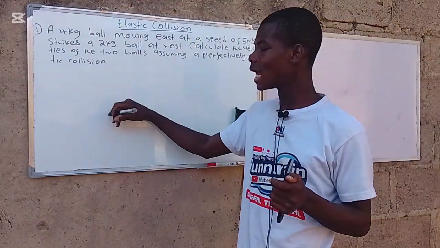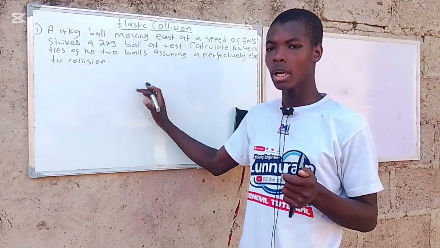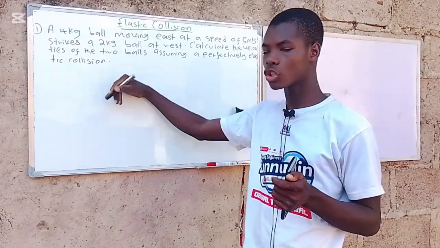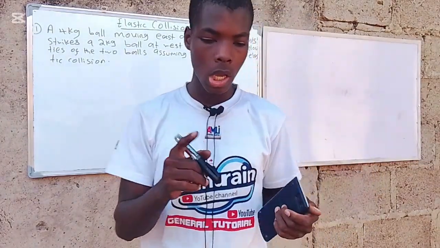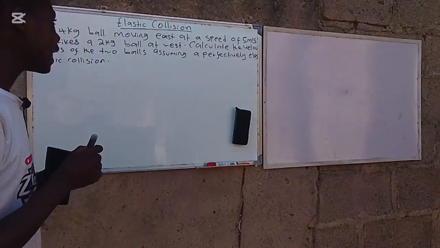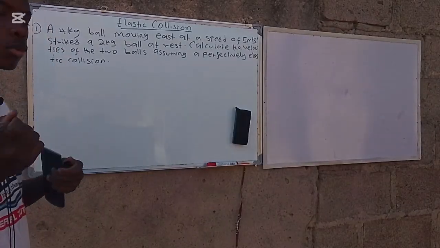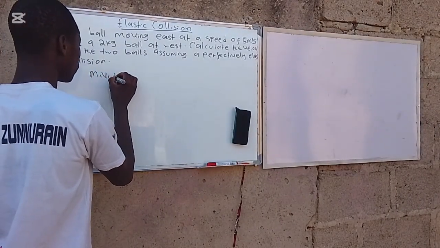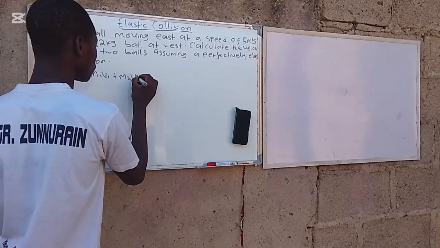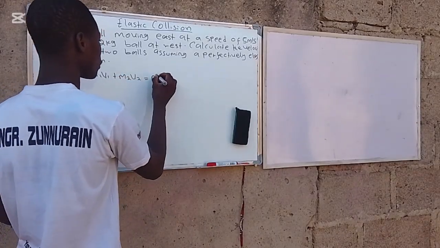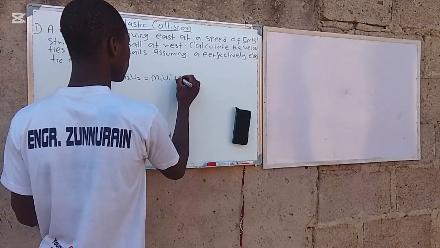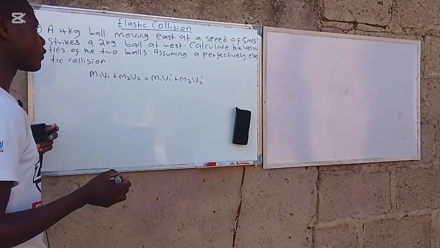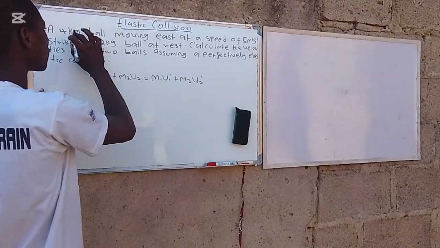But in inelastic collision, momentum is conserved, but kinetic energy is not conserved. So for both elastic and inelastic collisions, momentum must be conserved. Therefore, let's say we have m1 v1 plus m2 v2 equals m1 v1 prime plus m2 v2 prime. So we have to figure out the data.